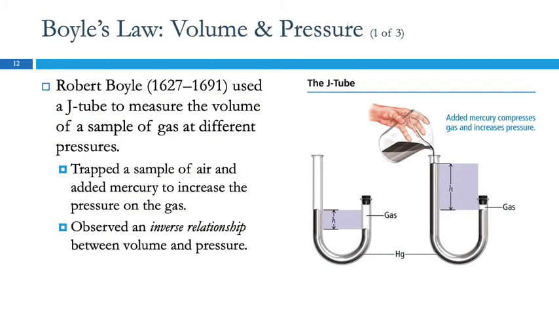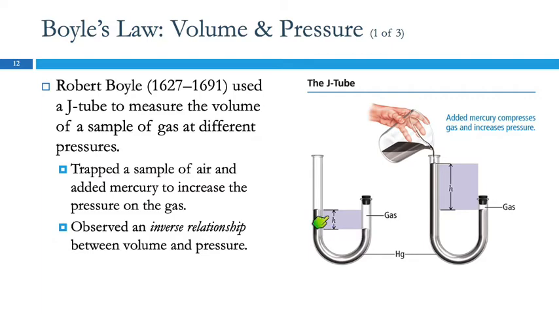The first one we'll look at is Boyle's law. Robert Boyle lived back in the 1600s, and he was playing around with liquid mercury. So he had a J-shaped tube, and put a stopper here. Now I've trapped some gas in there. If you add more mercury to this side, you will increase the pressure on the gas and the volume gets smaller.